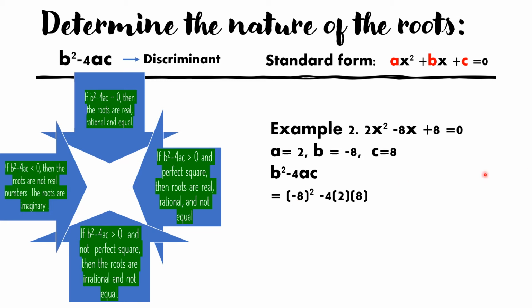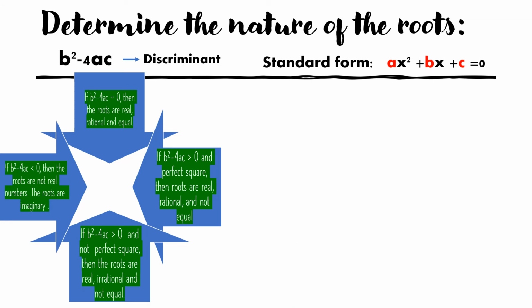Negative 8 times negative 8, that is positive 64. And this one is negative 4 times 2, that is negative 8, times 8, that is negative 64. So 64 minus 64 is 0. So the value of the discriminant now is 0, and under this rule, if b squared minus 4ac is equal to 0, then the roots are real, rational, and equal.